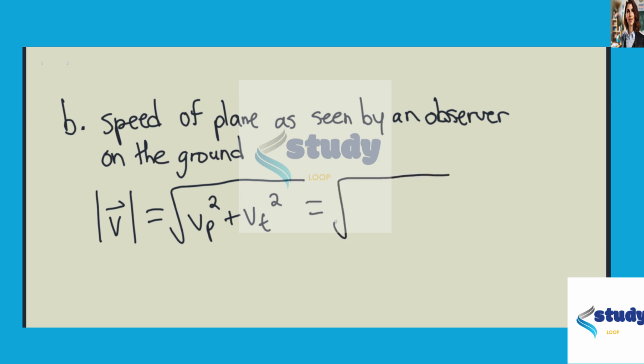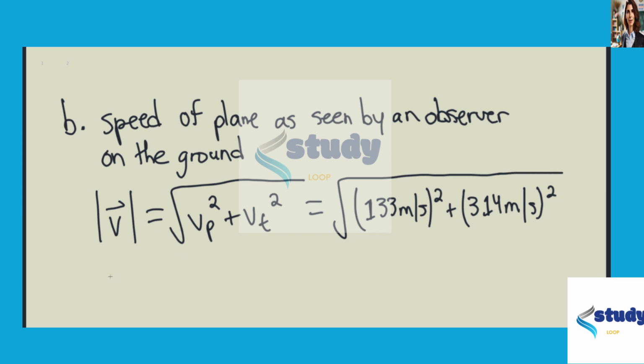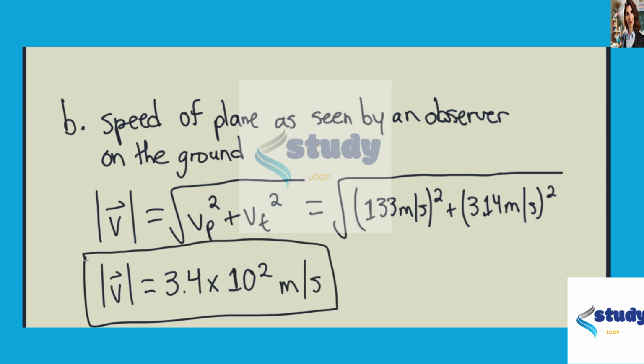We can solve and say this is going to be the square root of 133 meters per second squared plus 314 meters per second quantity squared. We find the magnitude of the net velocity to be approximately 3.4 times 10 to the second meters per second. This would be your answer for part B.